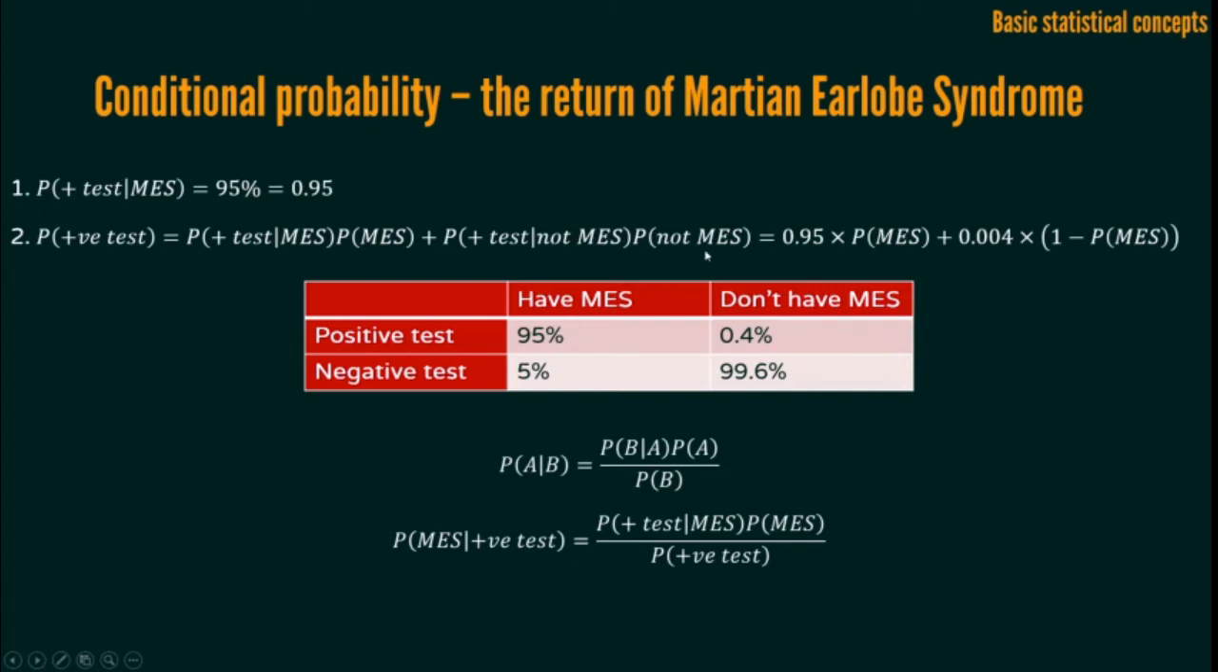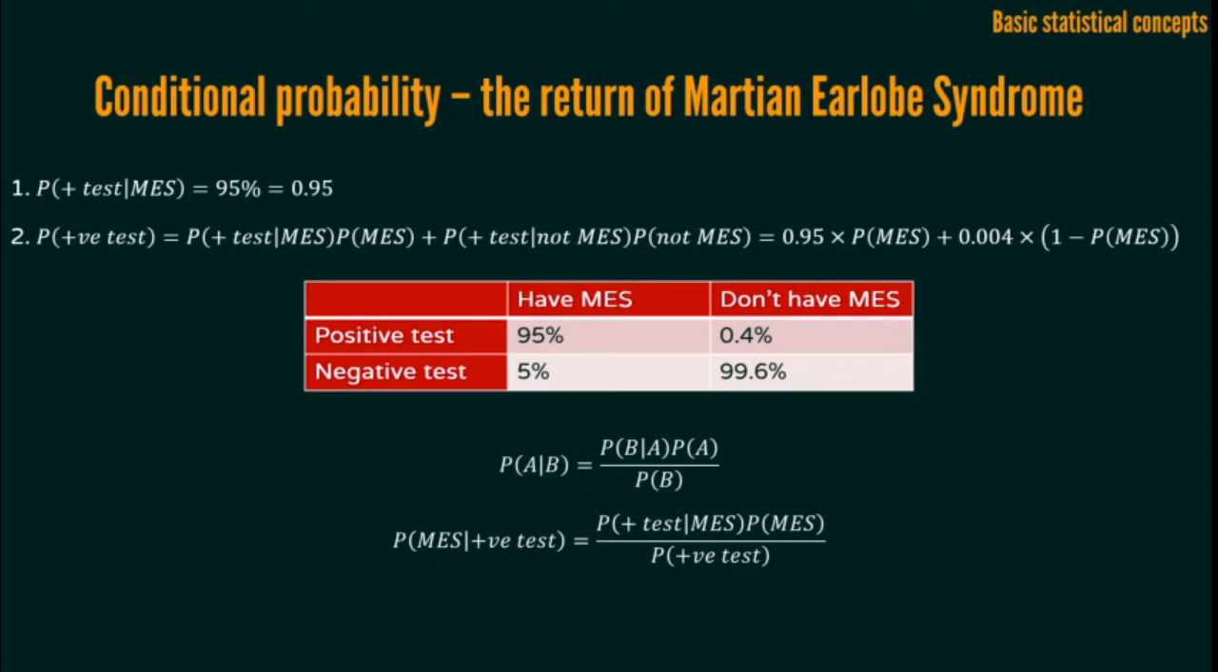And seeing as we either have it or we don't have it, we can simplify that down to 0.95 times the probability that we've got Martian earlobe syndrome, plus 0.004 times 1 minus the probability that we've got Martian earlobe syndrome. So that 1 minus P(MES) is the same as the probability we don't have Martian earlobe syndrome. Okay. If you need to spend a couple of minutes just thinking about that, please do.